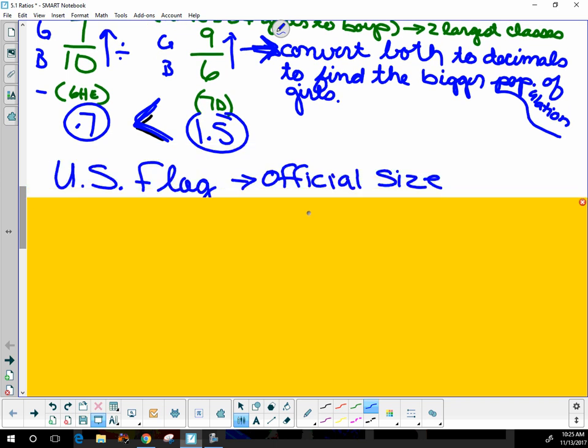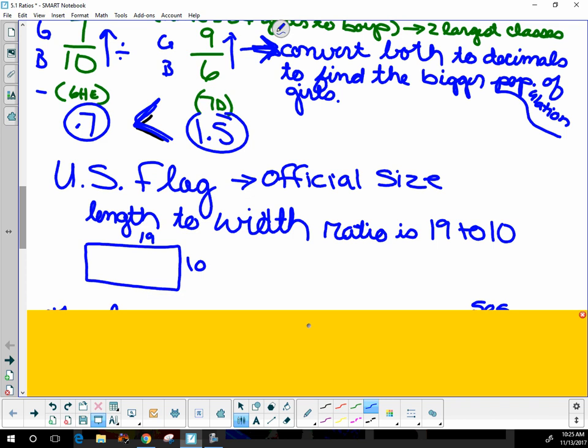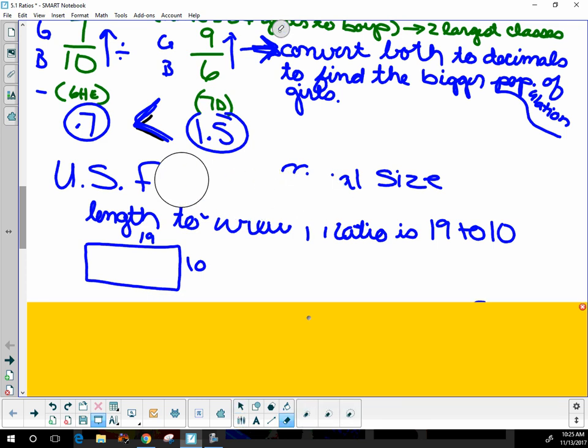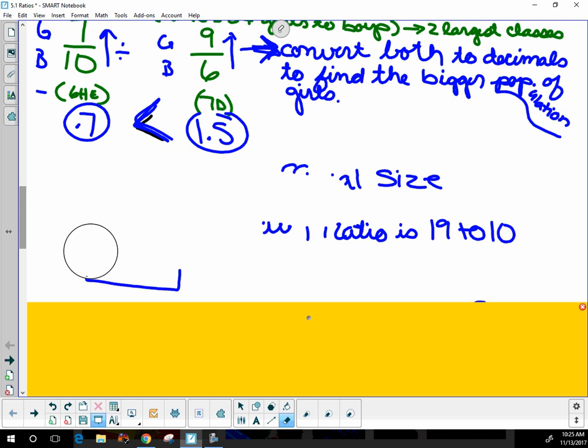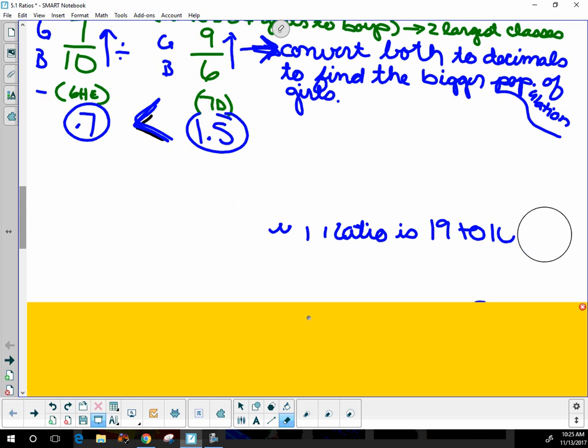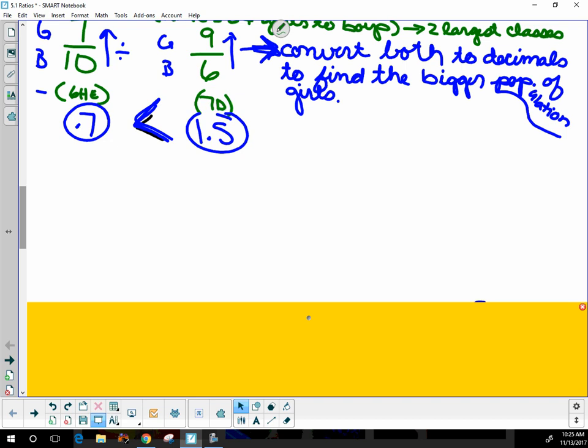Okay, we're going to skip the flag example here. So let me erase that. Might be a good time to pause and maybe go back and do anything you might need to do. Okay.